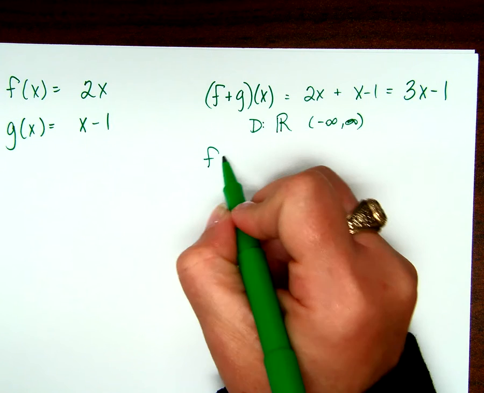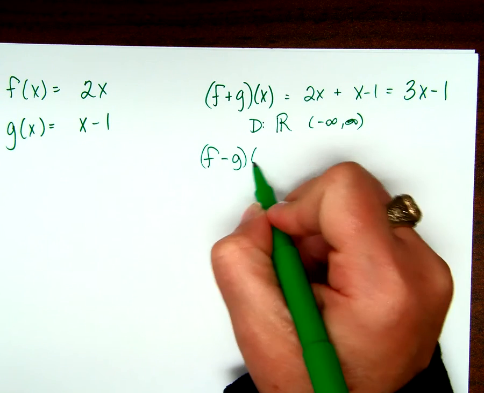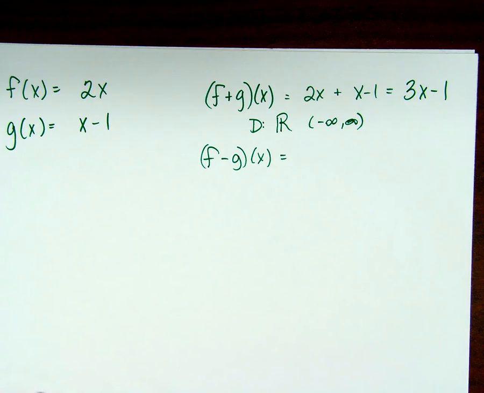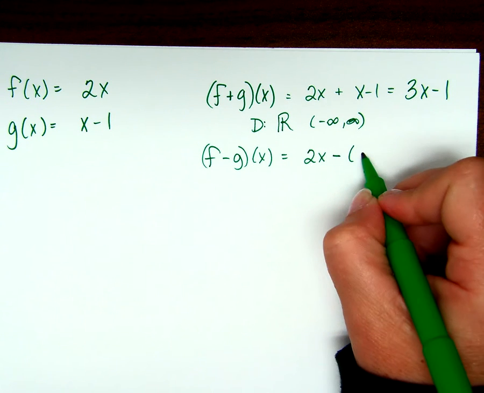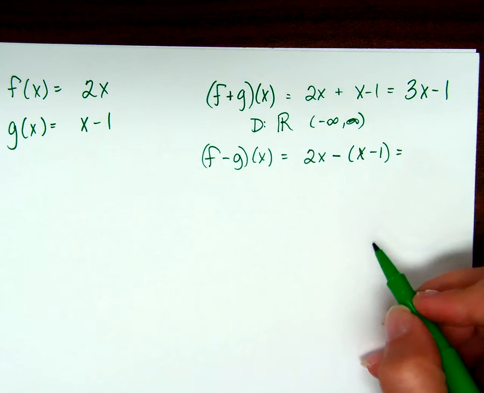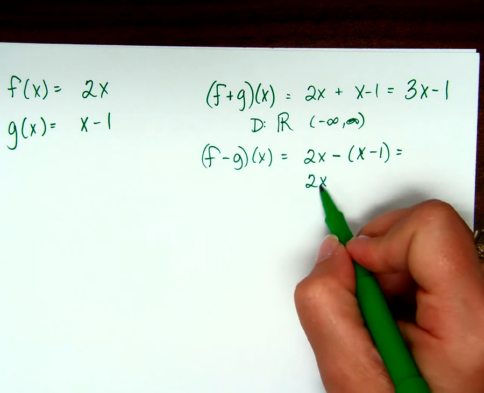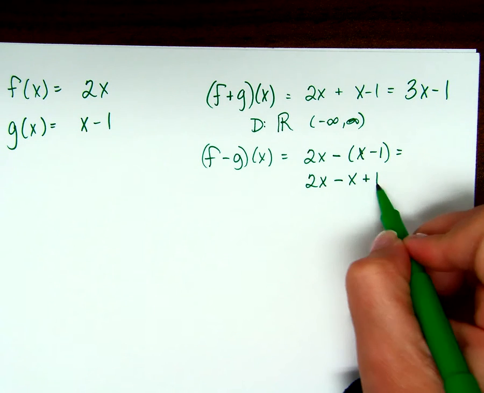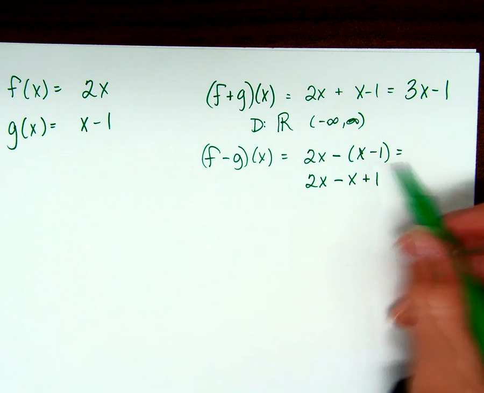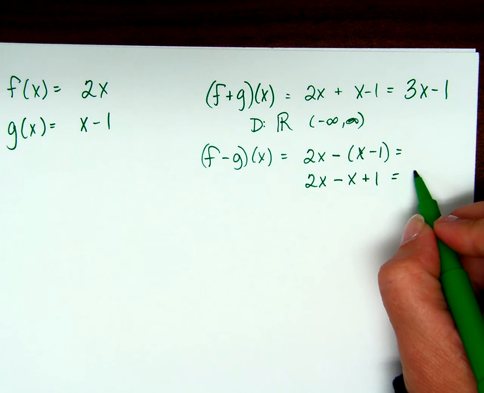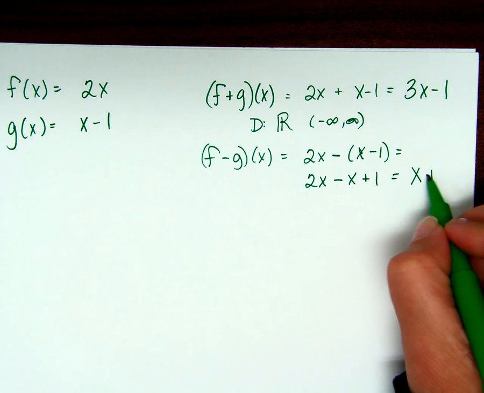What about f minus g of x? Well, f of x is 2x minus g of x, which is x minus 1. So that's going to be 2x minus x plus 1, because I'm subtracting every part of g of x, right? So I'm going to get x plus 1.